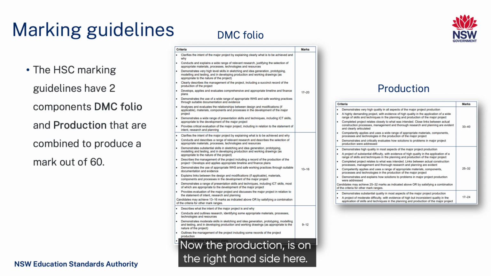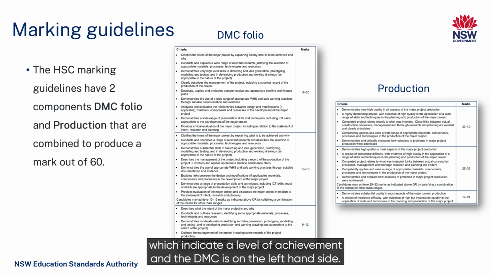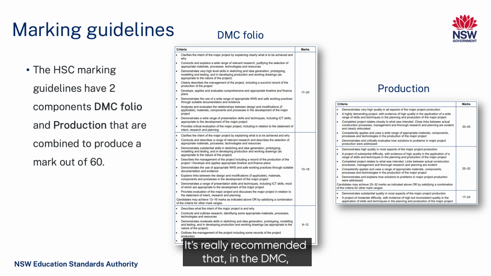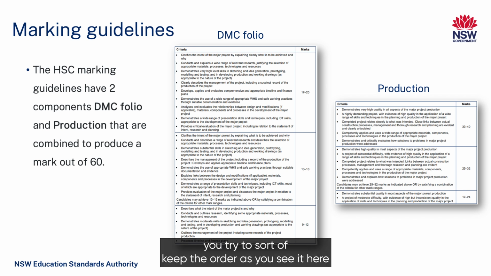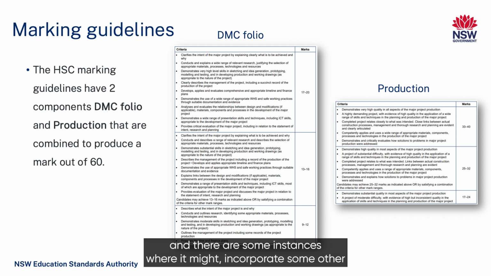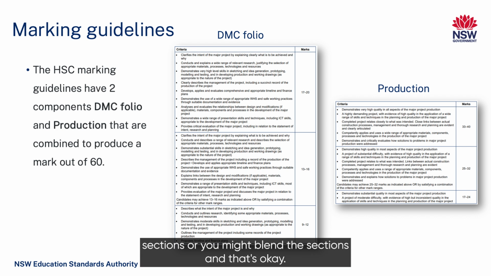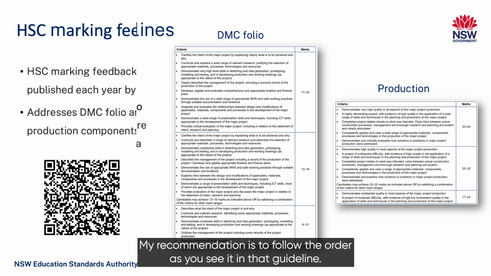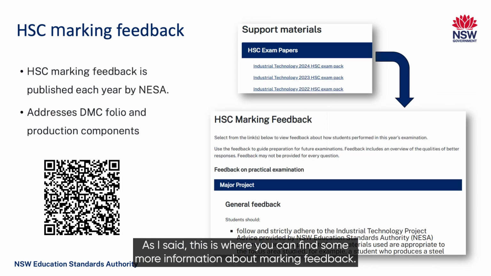Okay, so as I said earlier, we have the DMC Folio and the production. Now, the production is on the right-hand side here. It's split into what you call performance descriptors, which indicate a level of achievement, and the DMC is on the left-hand side. It's really recommended that in the DMC, you try to keep the order as you see it here. And there are some instances where it might incorporate some other sections, or you might blend the sections, and that's okay. My recommendation is to follow the order as you see it in that guideline. As I said, this is where you can find some more information about marking feedback.